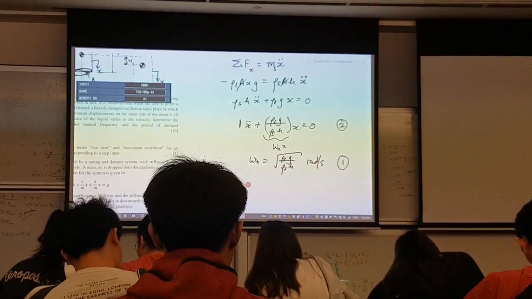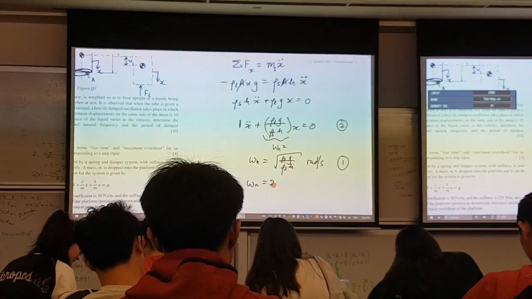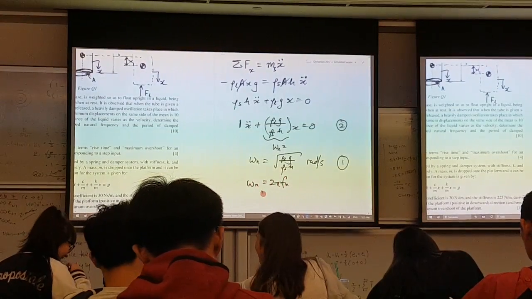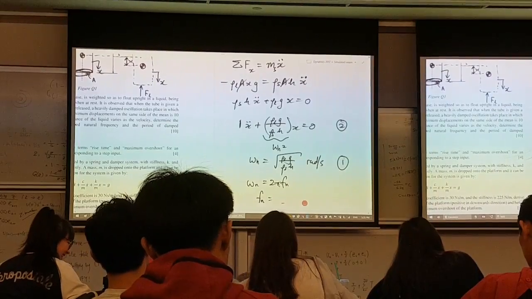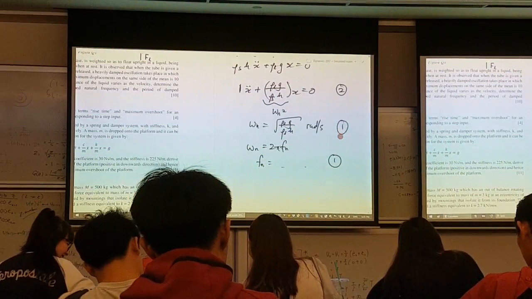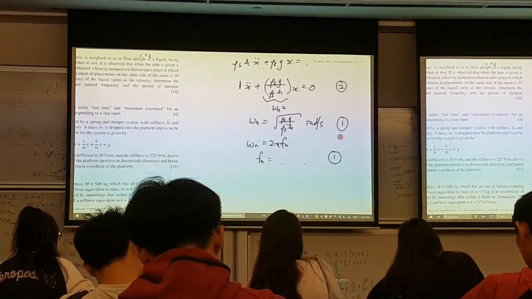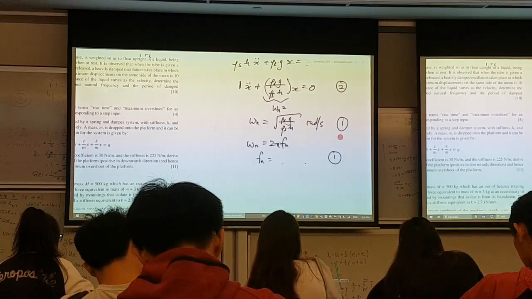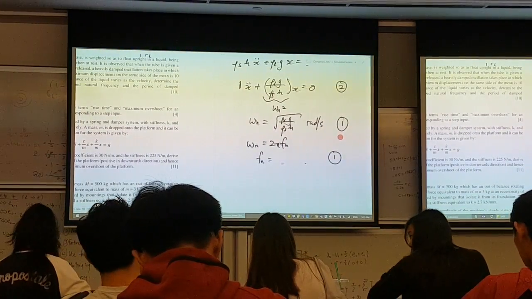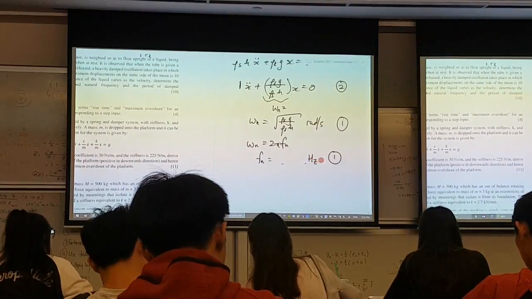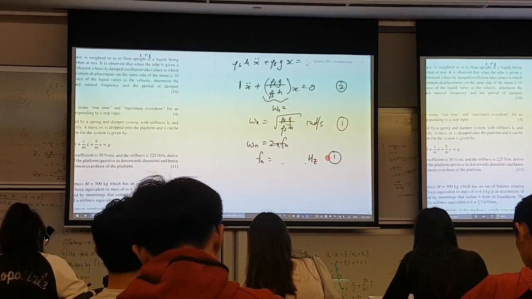Because omega n is equal to 2 pi Fn, you can find out what your Fn is. That is 1 mark. That part is expressing the natural frequency in hertz. So you must have hertz there, or else you lose that 1 mark.